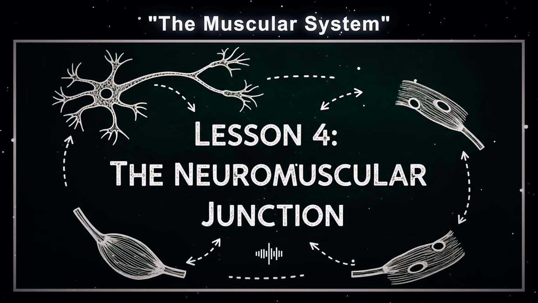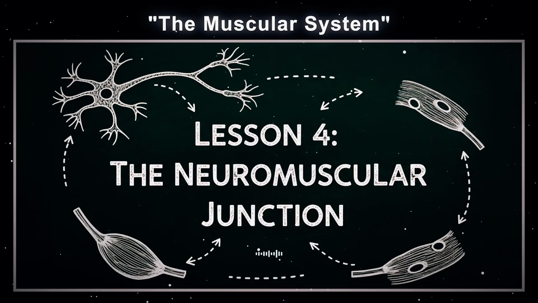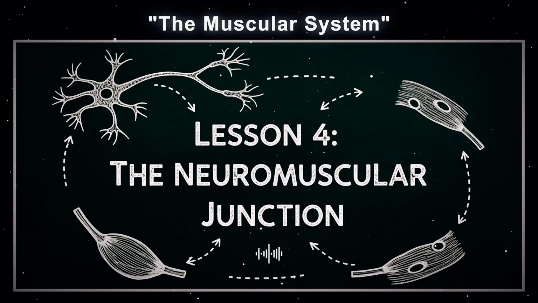We have seen calcium before, and we will see it again. In the body, calcium is almost always the signal to go. When calcium floods into the nerve terminal, it acts as a trigger. It tells the synaptic vesicles, those little cargo ships, to move. They rush toward the very edge of the nerve membrane.